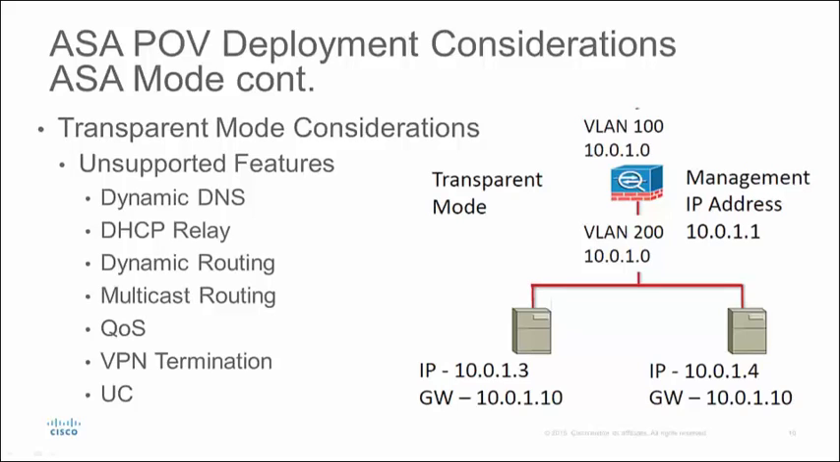Probably the biggest ones are dynamic and multicast routing, QoS, and VPN termination. Regarding VPN in transparent mode, as of the current releases, the ASA can terminate site-to-site tunnels for ASA management only. No VPN methods are supported for traffic intended to pass through the ASA.